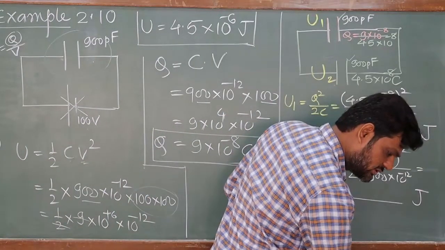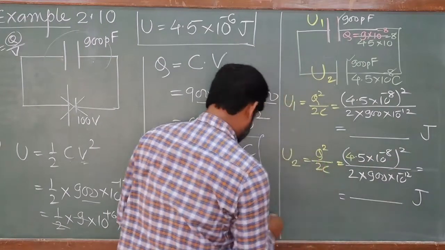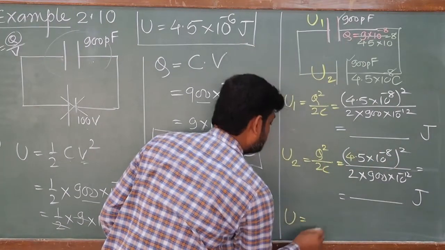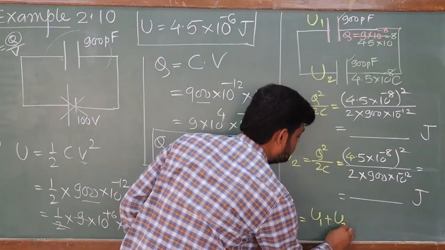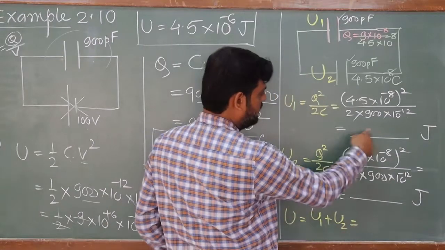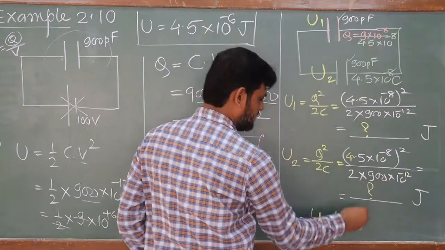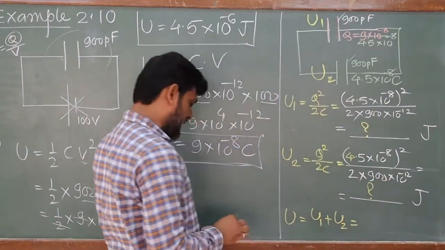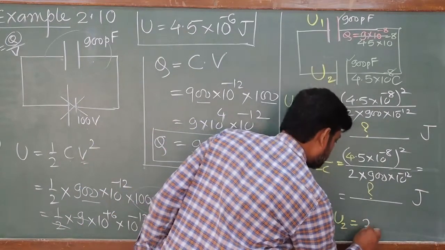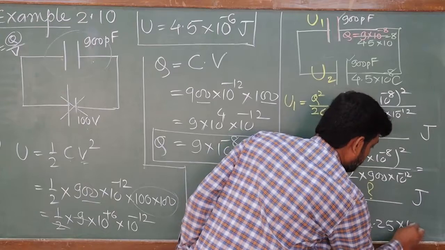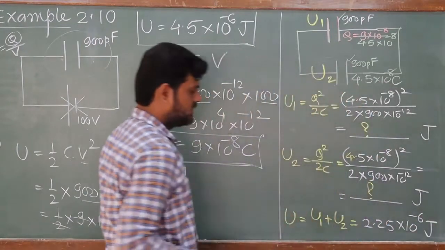So your answers will be near about 1.1 something, and you will get U equal to U1 plus U2. Put the values of U1 and U2. Calculate U1, calculate U2, put them over here in U1 plus U2, and the final answer you will get is near about 2.25 × 10 to the power minus 6 Joule. Correct?